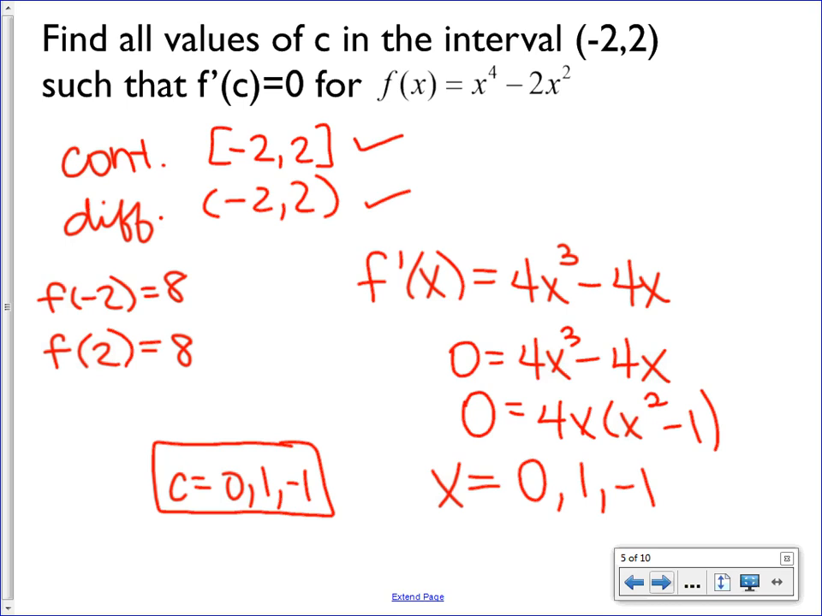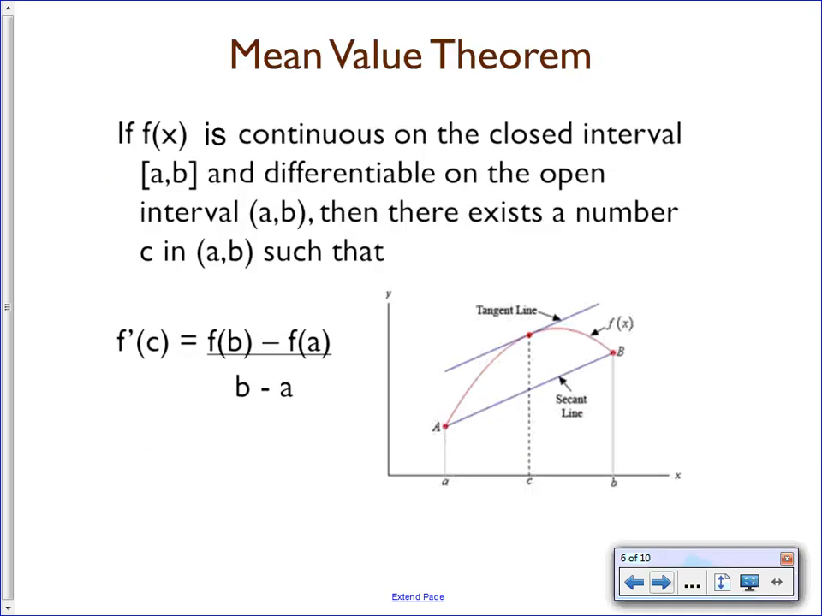All right. The next thing we're going to look at is the mean value theorem. Mean in math means what? Average. Okay. So I would like you to read this over, look at the picture.